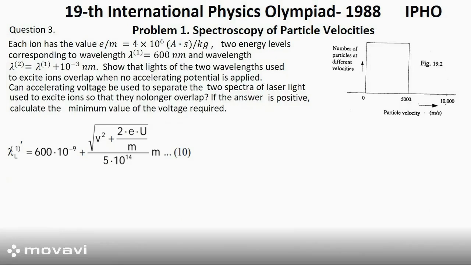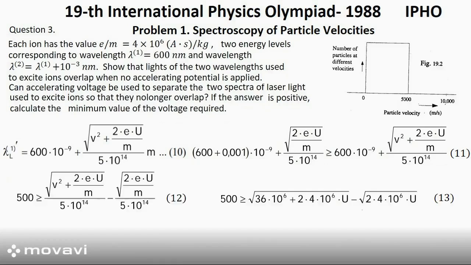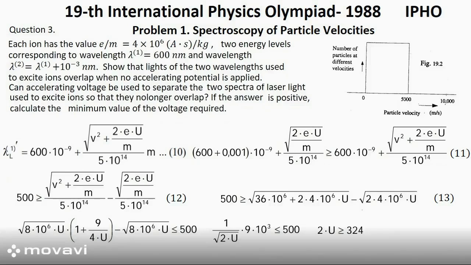Expression 10. Substitute lambda h2 prime from 8 and lambda L1 prime from 10 into 4, and we get inequality 11, which means 500 greater or equal to expression 12 or expression 13. Assume that u is of the order of 100 and over, then we have the next calculations. And finally we have u greater or equal 162 volts. The minimum value of accelerating voltage to avoid overlapping of absorption spectra is approximately 162 volts.